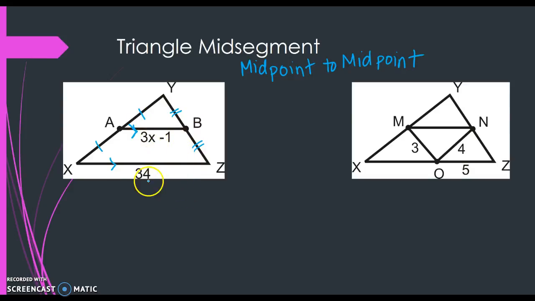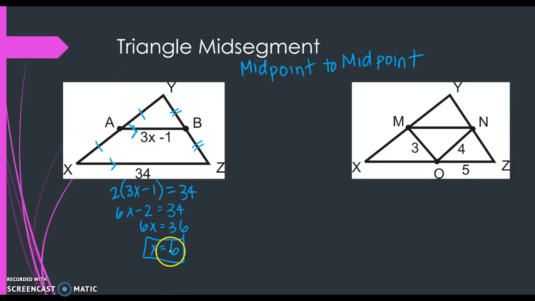So I can write an equation that 2 of the mid-segments, 3x minus 1, equals 1 of the opposite side, 34. Distribute my 2, so we get 6x minus 2 equals 34. Add the 2 over, 6x equals 36. Divide by 6, x equals 6.